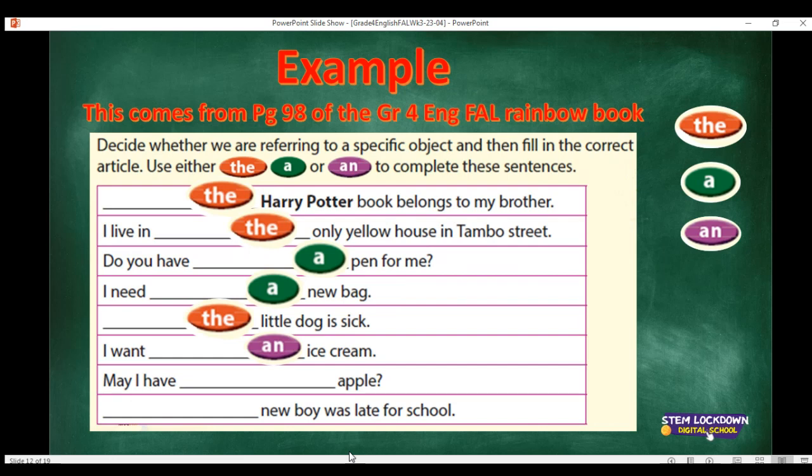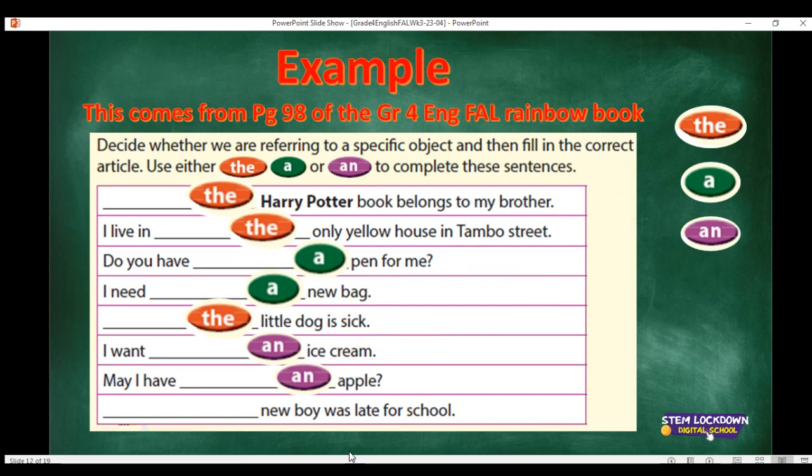Second last one. May I have an apple, a apple, or the apple? So again, it starts with a vowel. So I use an. Because you see, I and A are my vowels.